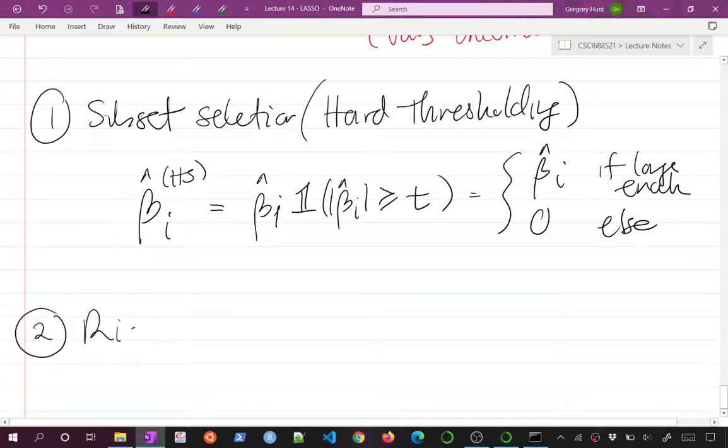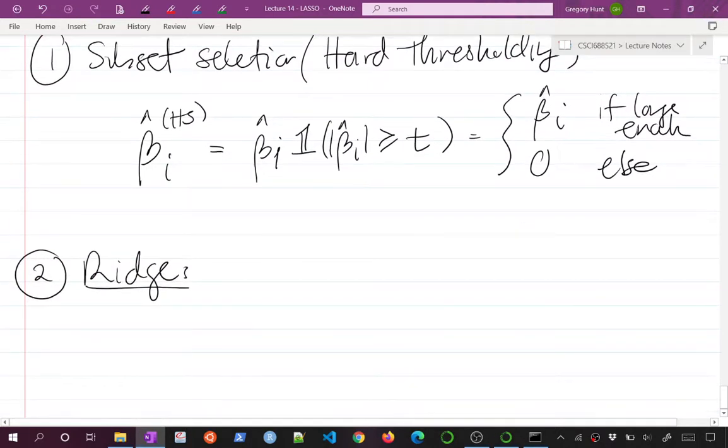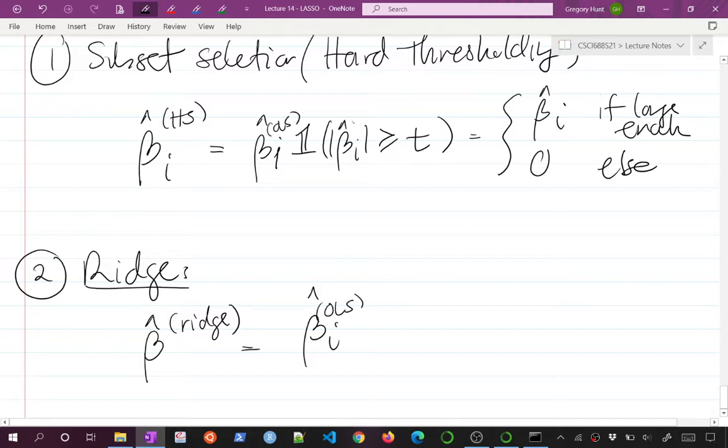We have ridge, and in the case where our variables are uncorrelated, the ridge solution really simplifies. You can actually show, this may be a good homework problem, that the ridge solution is just my OLS, my ordinary least squares estimator, divided by 1 plus lambda.